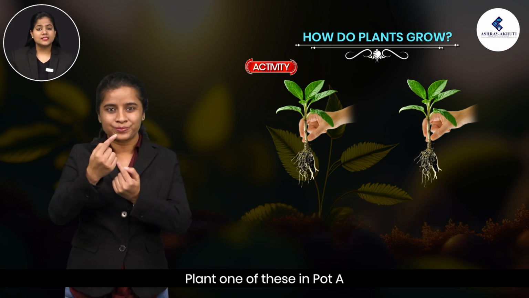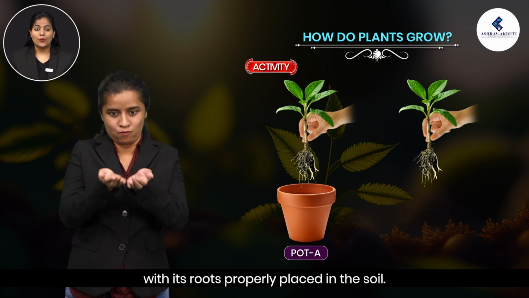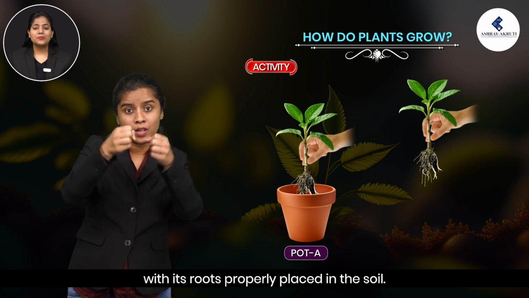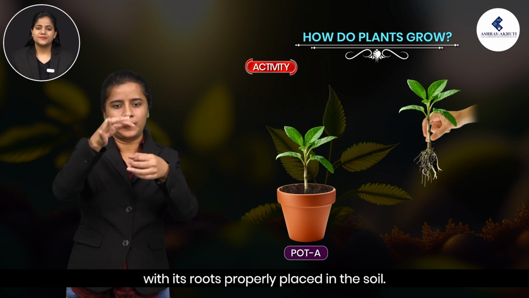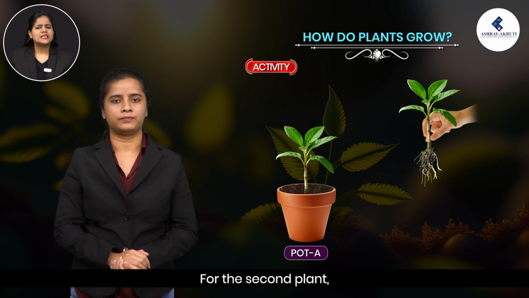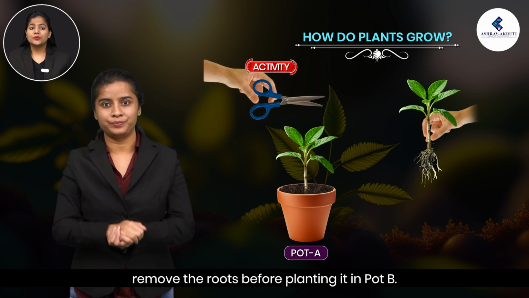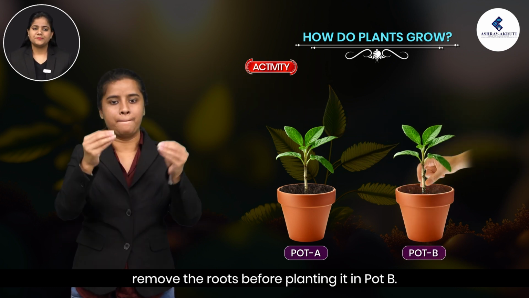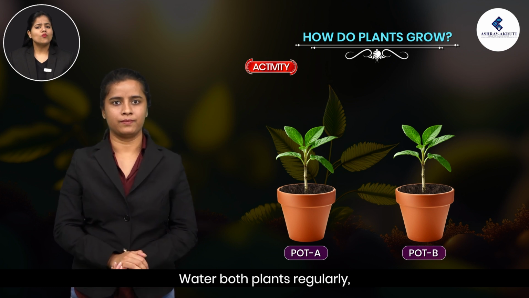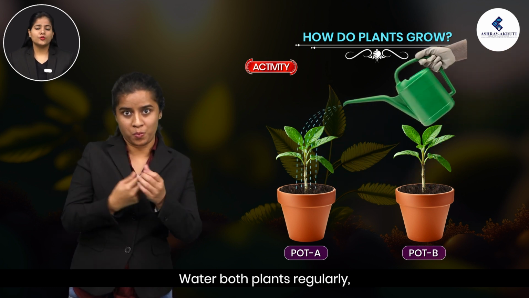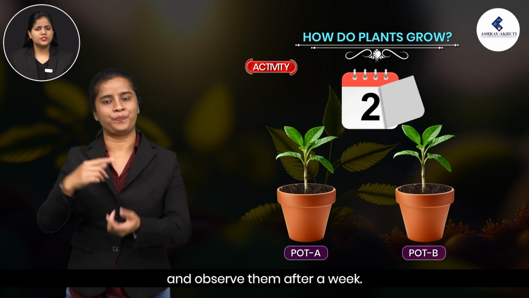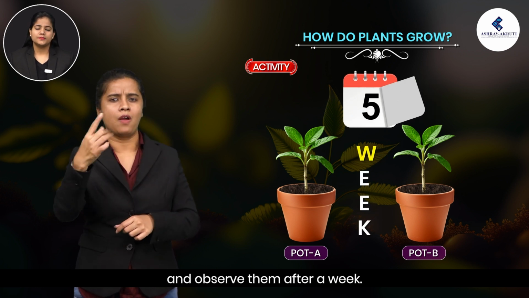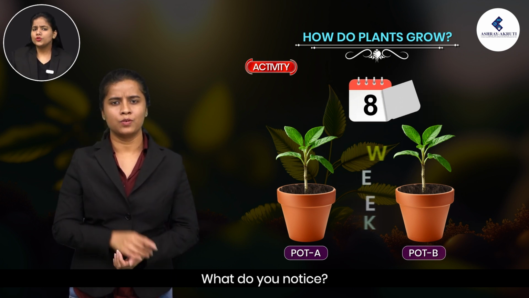Plant one of these in pot A, with its roots properly placed in the soil. For the second plant, remove the roots before planting it in pot B. Water both plants regularly and observe them after a week. What do you notice?